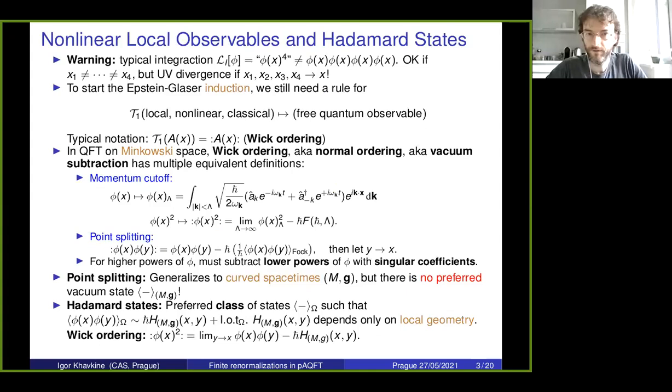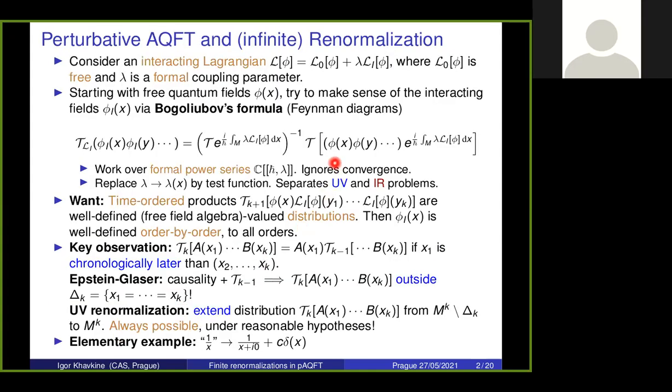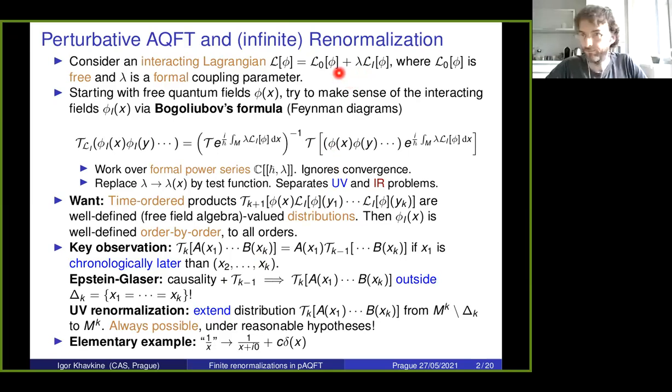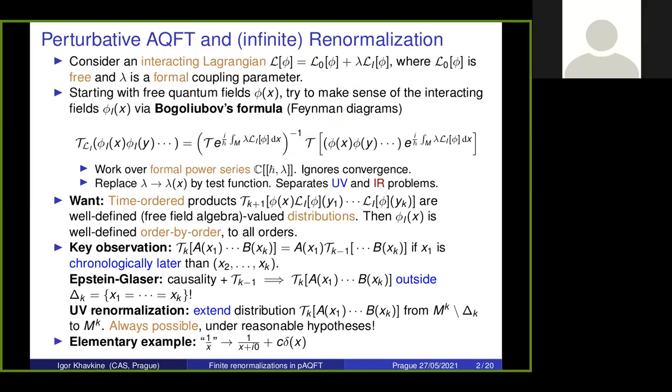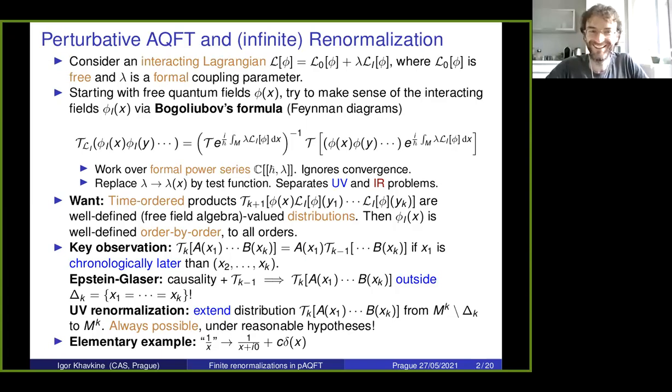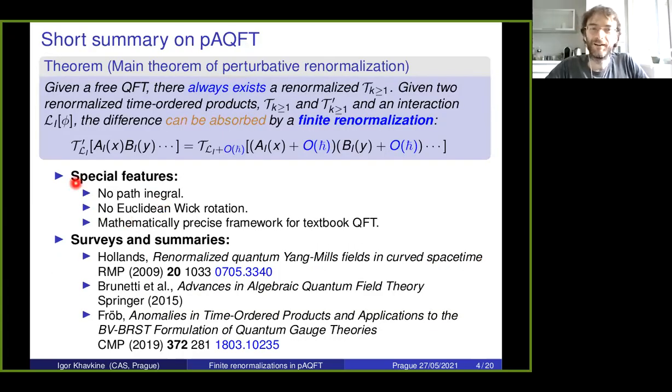Free field doesn't mean that I don't consider lambda I zero. But free field is your starting point, which you want to use to construct interacting fields, by making sense of this formula. So that's all it is. That seems somehow crucial. But yes, of course. It's not easy, as you said, but it can be done. So I think this is a great success.